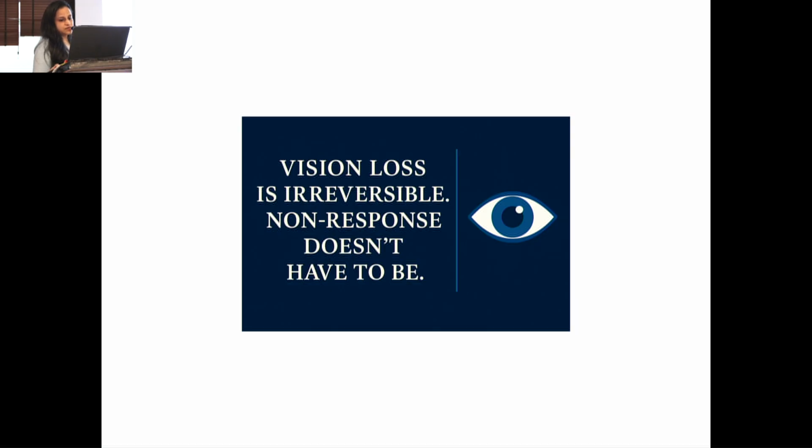So vision loss is irreversible, but non-responders don't have to be. We need to be a little more patient in taking proper history and examination of the patient.